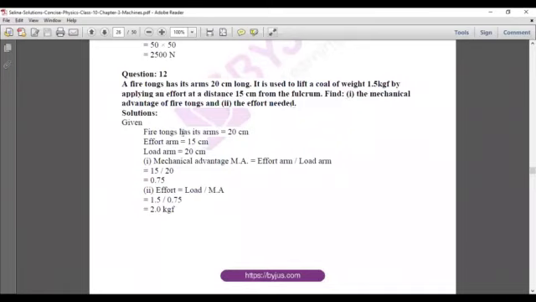Here, fire tongs are class 3 levers. So arms are of 20 centimeter, effort arm is 15 centimeter, load arm is 20 centimeter. The mechanical advantage is effort arm divided by load arm, 15 by 20, that is 0.75. And effort is how much? Load divided by mechanical advantage, 1.5 kgf divided by 0.75, that is 2 kgf effort.